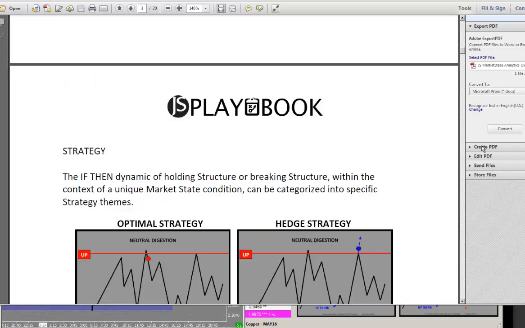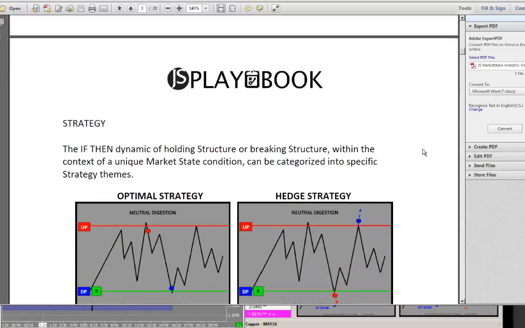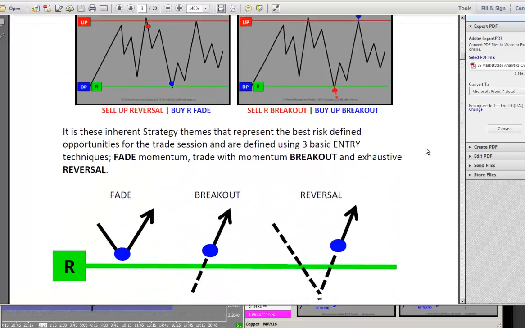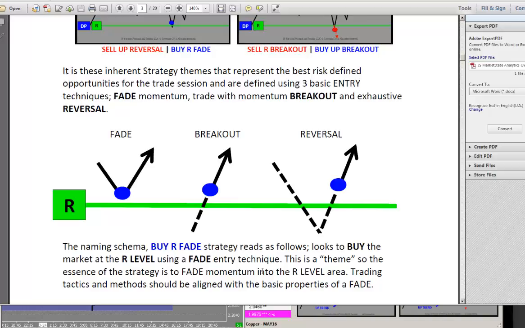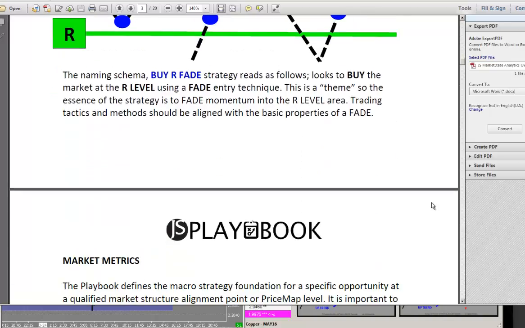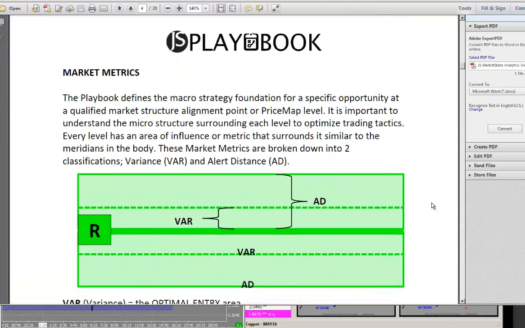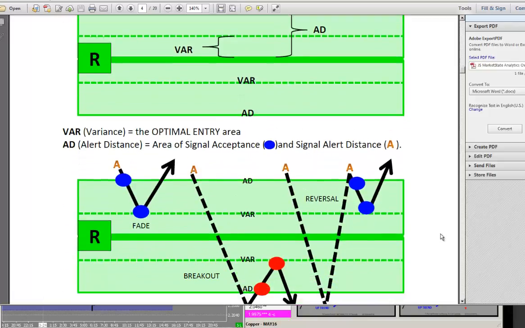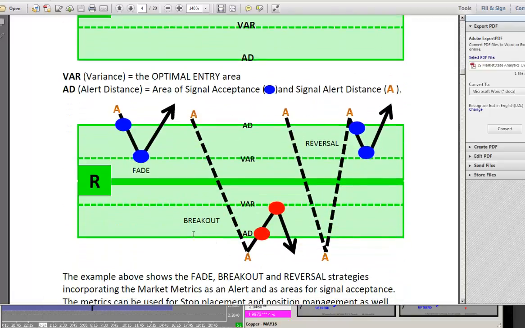The analytics are a virtual playbook, which are outlined in tutorials that go over the optimal and hedge strategies, clearly identify different types of strategies, either fading momentum, trading a breakout, or a reversal, identifying the specific metrics that are associated with each of the price points that are defined, and how a trade can be constructed using those metrics with the specific strategy themes.